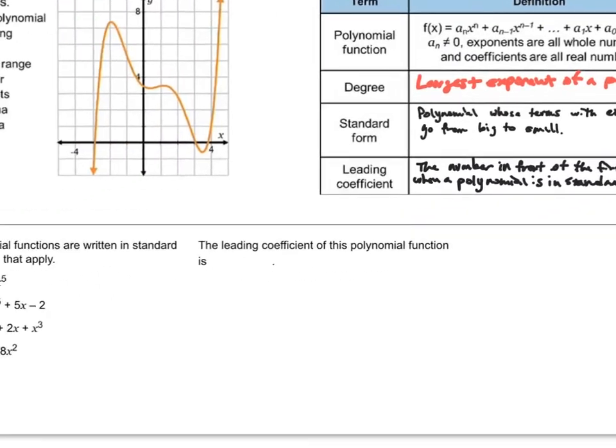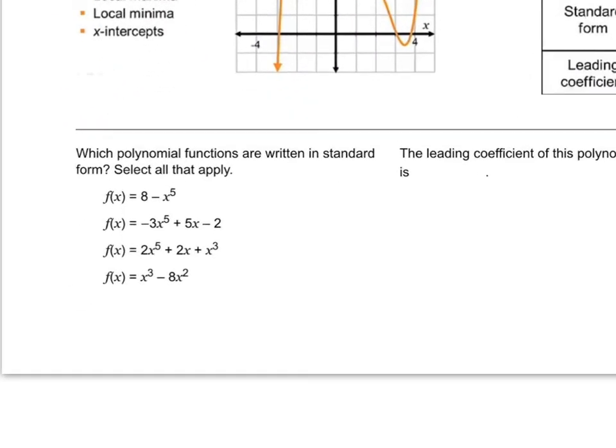Okay, now let's go over here and let's say, which of these polynomial functions are written in standard form? Okay, and I want you to select all that apply. I'm going to give you a minute to do that real quick. Okay, you guys should have put this function, this polynomial, and then this polynomial.